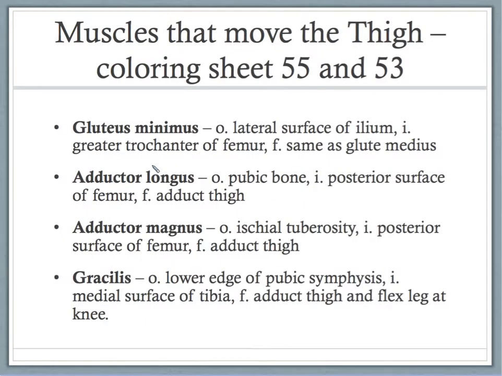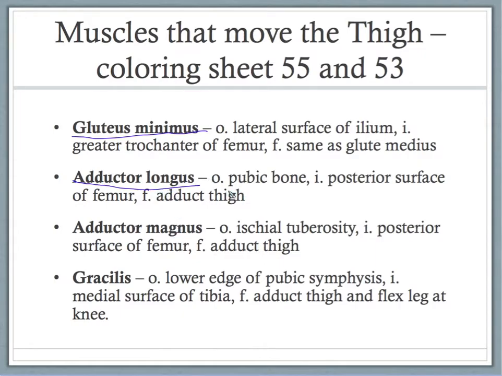So here are some other muscles. So your gluteus minimus, we just talked about, originates the lateral surface of the ilium, inserts greater trochanter of the femur, same as the gluteus medius. It abducts your thigh at the hip. And you have these muscles called your adductors. You have your adductor longus, adductor magnus, and adductor brevis.